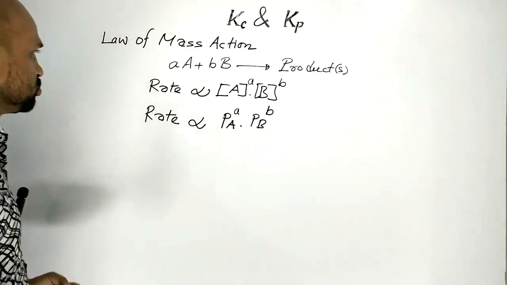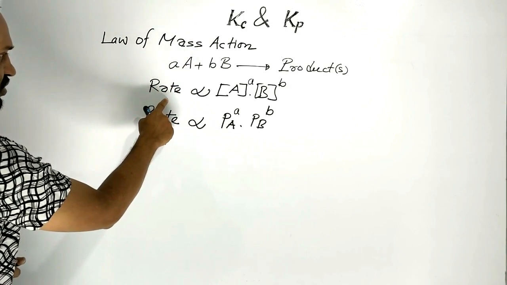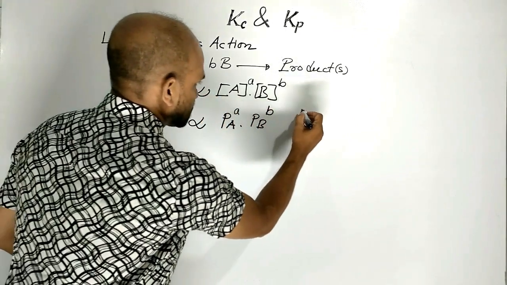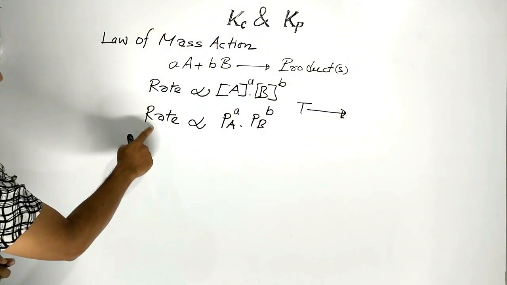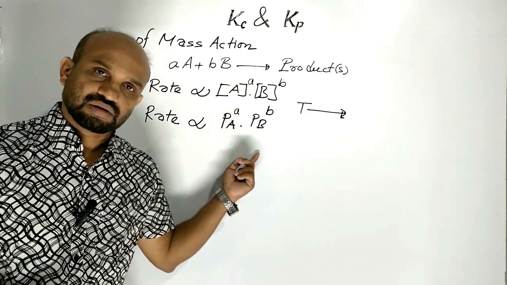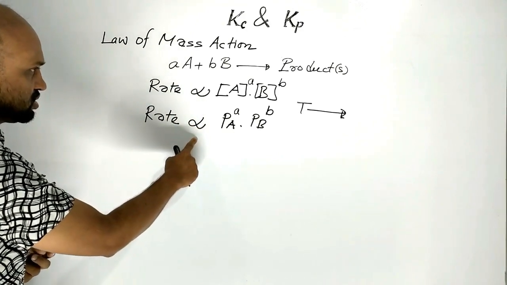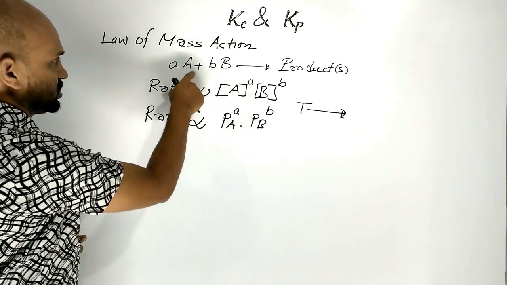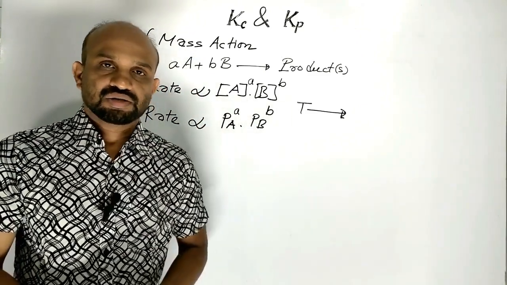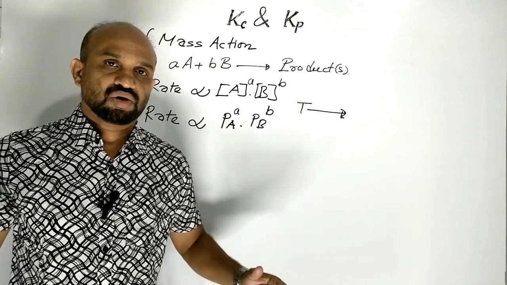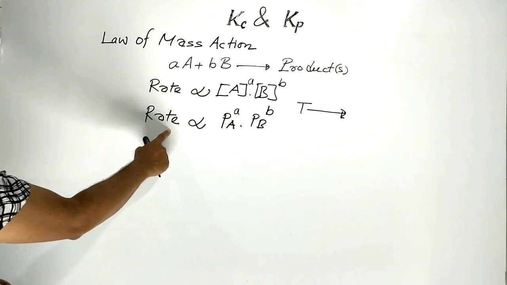Then, what is law of mass action? Law of mass action is defined as: at constant temperature, the rate of any chemical reaction at any instant is directly proportional to the active masses of the reactants. Active masses mean concentration of the reactants or partial pressure of the reactants. This is law of mass action.